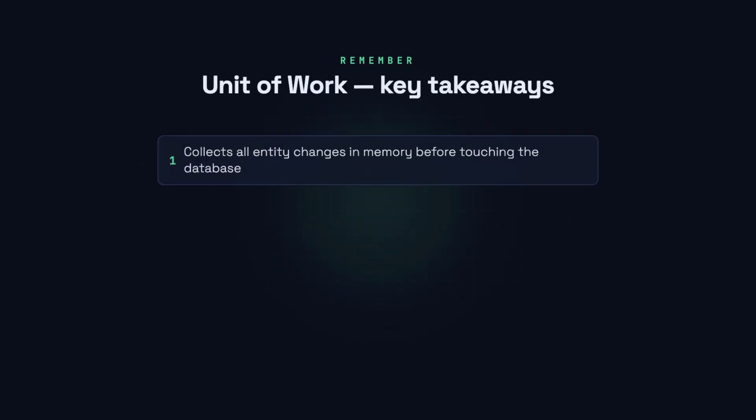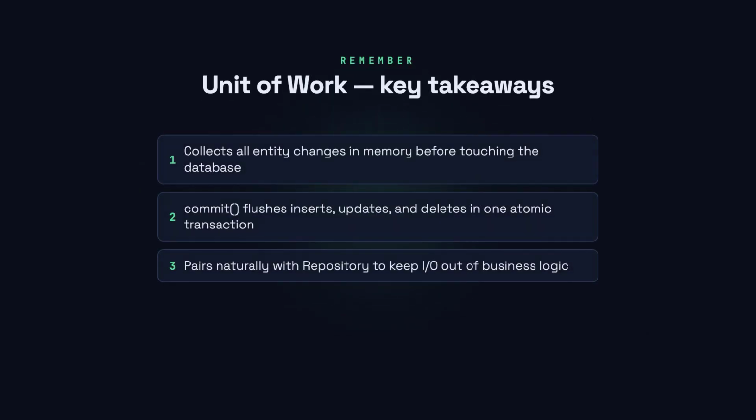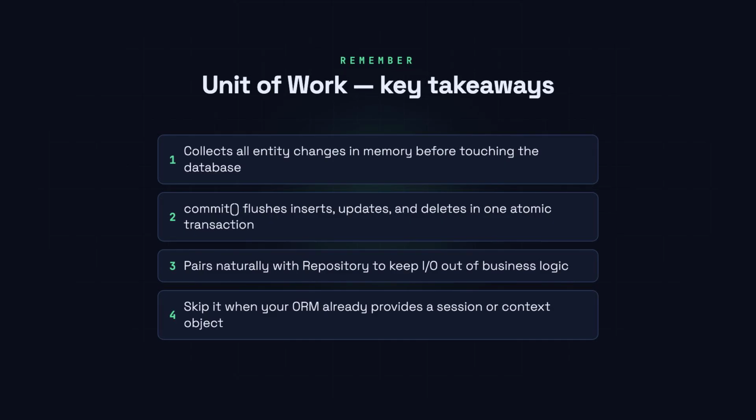To recap, the unit of work pattern acts as an in-memory ledger for your business transaction. It registers every new, changed, or deleted entity as your domain logic runs, then commits them all atomically in a single database round trip. It pairs beautifully with the repository pattern, and it gives you one clean place to enforce concurrency rules. Just check your ORM first, you may already have one built in.